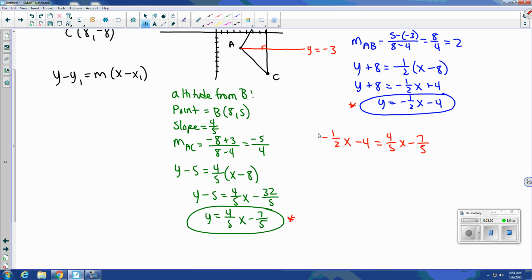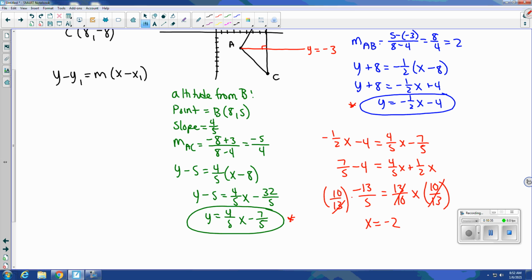So if I add 1/2 and add 7/5, we're going to have 7/5 minus 4 equals 4/5 x plus 1/2 x. So here we're going to have negative 13 over 5 equals, and then if we put these both over 10, we'll have 8 over 10 and 5 over 10 for a total of 13 over 10. We'll multiply by the reciprocal, and we'll get x equals negative 2, because we have to multiply both sides by 10 over 13 to isolate x.